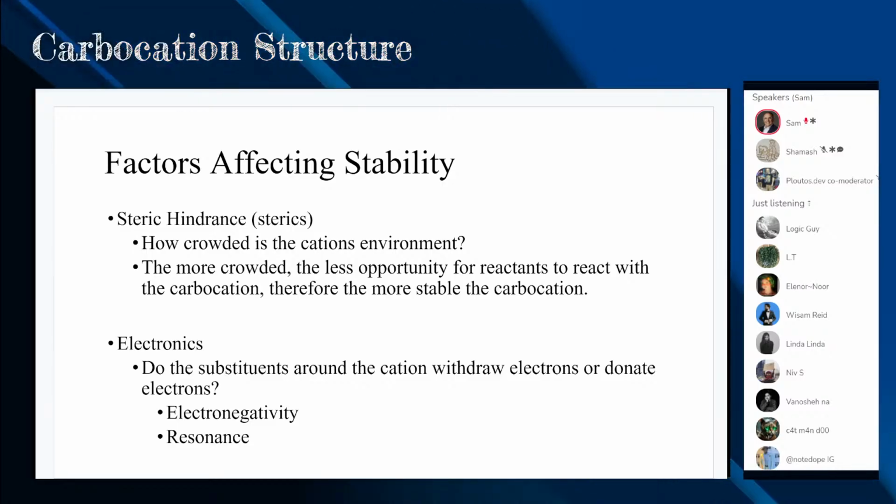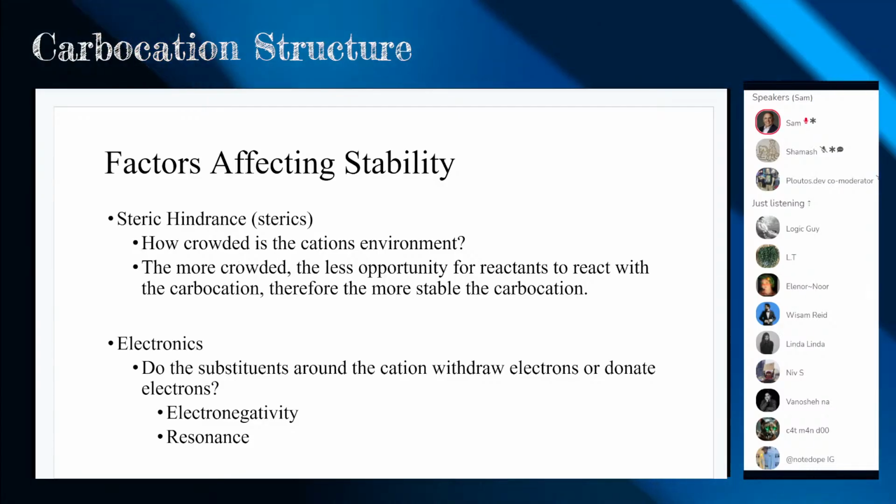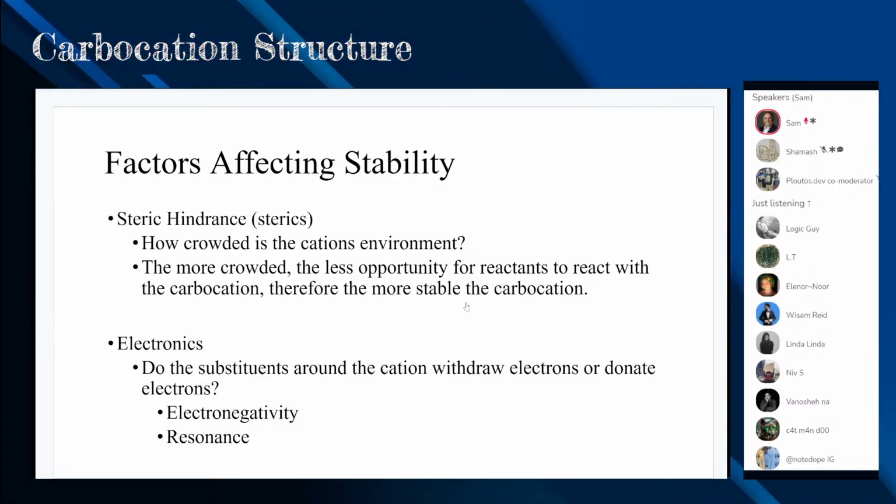Longer time in existence means more stable. So if we make the environment around the carbocation really crowded, then the carbocation becomes more stable. Crowding is called sterics, and hindrance is hindrance. So this is hindrance to a reaction due to the crowding around the reaction site.